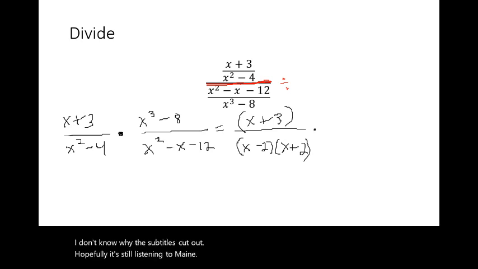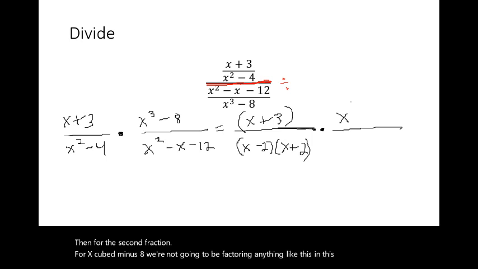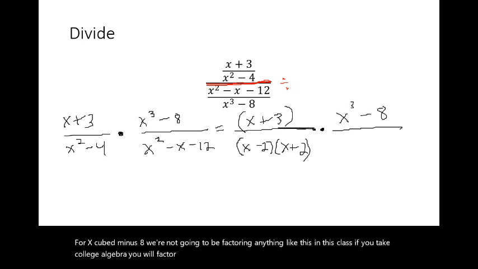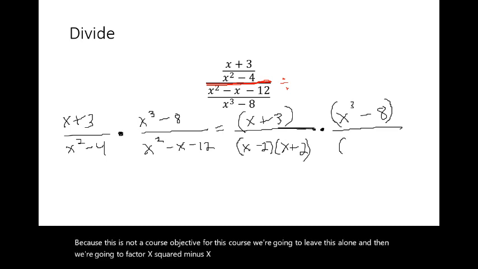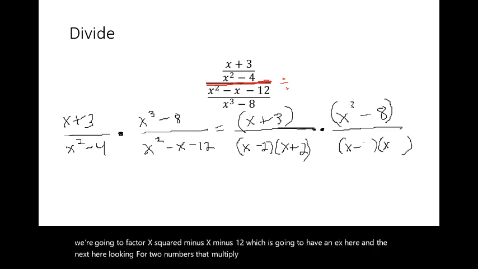Anyway, then for the second fraction, for x cubed minus 8, we're not going to be factoring anything like this in this class. If you take college algebra, you will factor things like x cubed minus 8. But for now, because this is not a course objective for this course, we're going to leave this alone. And then we're going to factor x squared minus x minus 12, which is going to have an x here and an x here. Looking for two numbers that multiply to negative 12 and add up to negative 1 are minus 4 and plus 3.